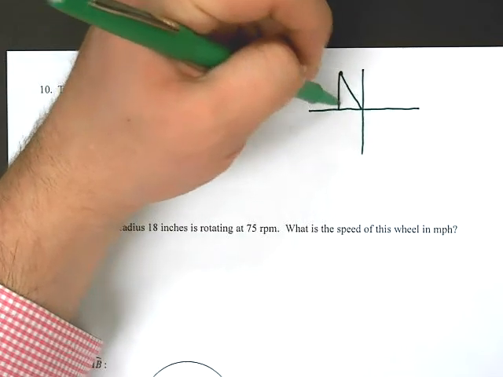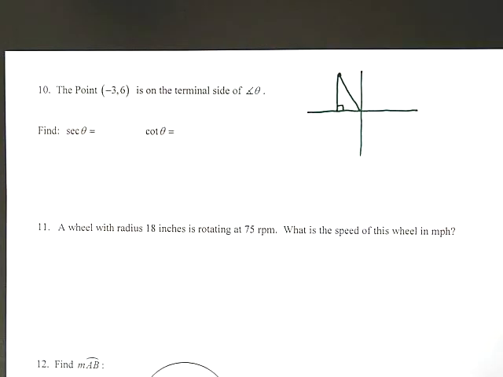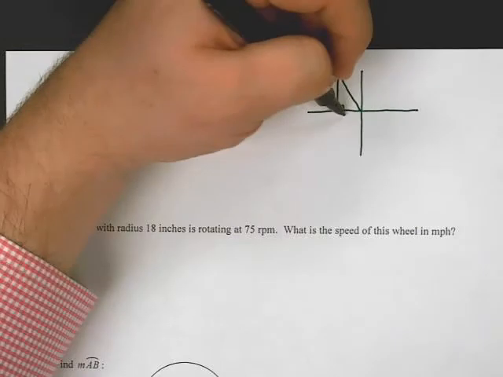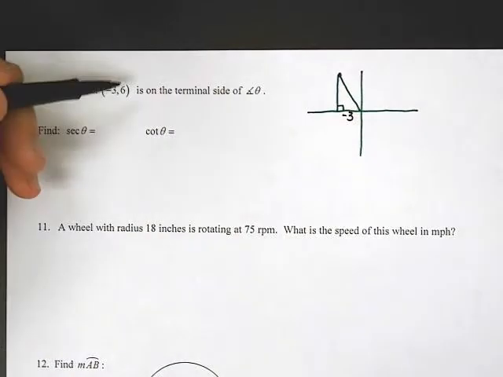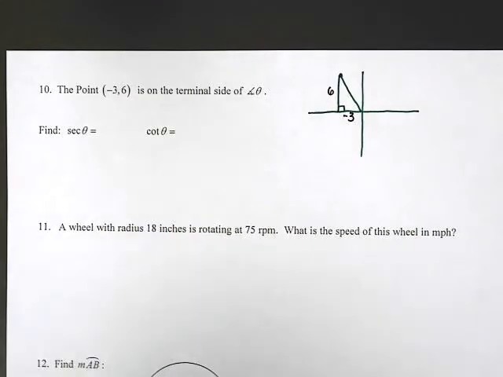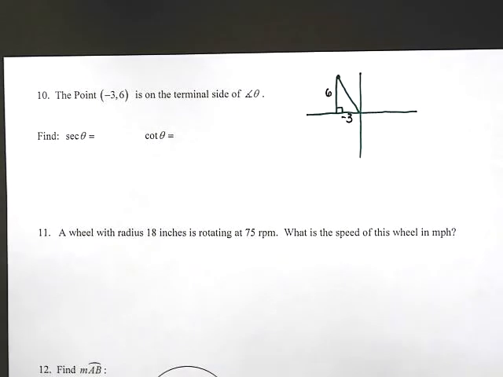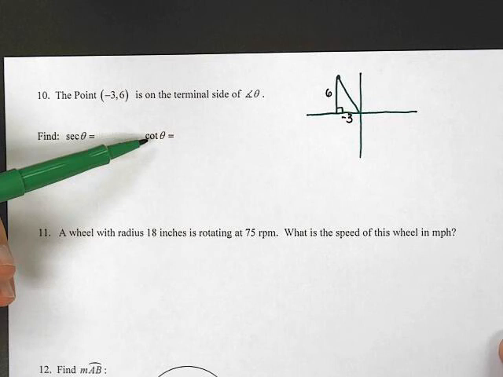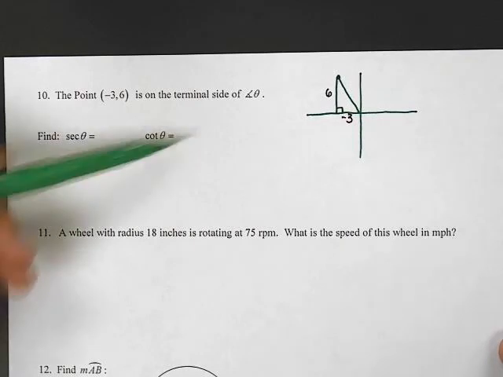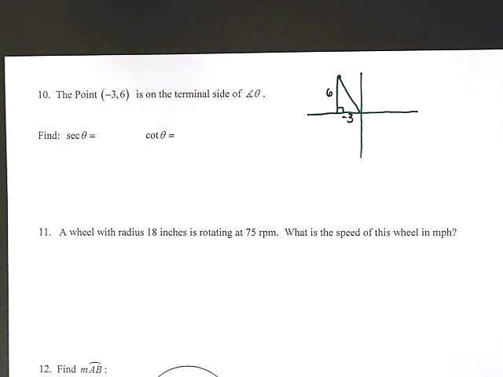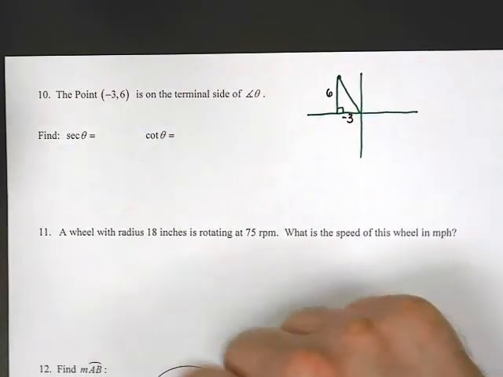And I'm going to make a right triangle. Now, we already know the x side, and we know the y side. In order to find the secant, cotangent, sine, cosine, anything, we need to have the third side. The only one that we could really do right now is cotangent, because cotangent is just x over y. So we do have enough to get the cotangent. However, we don't have enough to do secant, so let's take care of that one first.